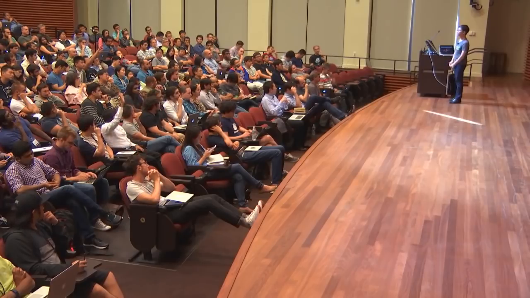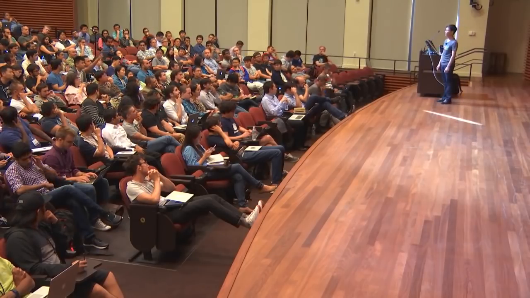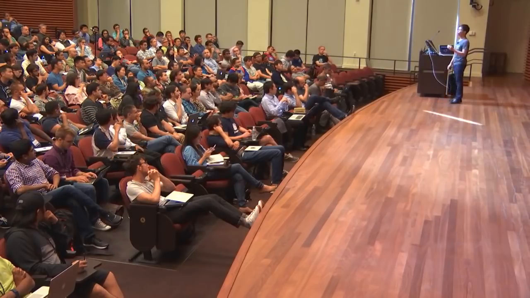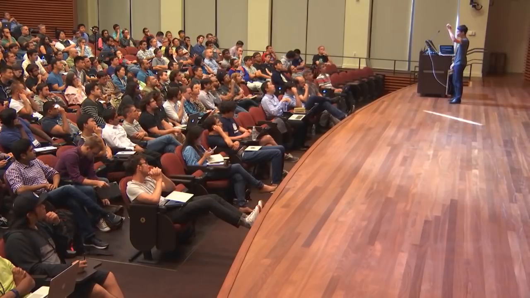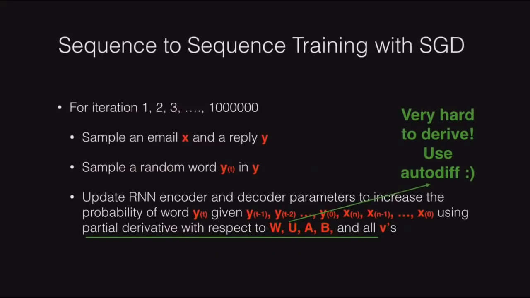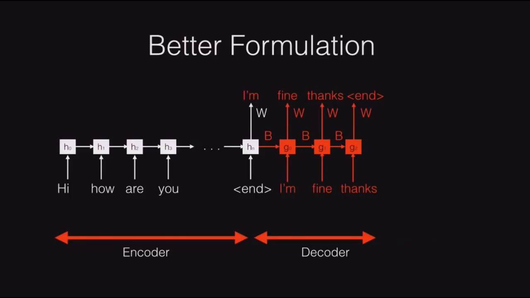What is the cost function in training? Let me go back one slide. So the cost function is that you sample a random word yt here. Let's suppose that this is my input so far, and I sample yt. Let's say t is equal to 2, which means the word fine, okay? I'm at the word fine. I want to increase the probability of the model predicting the word fine.